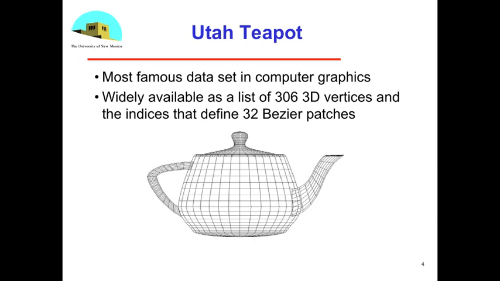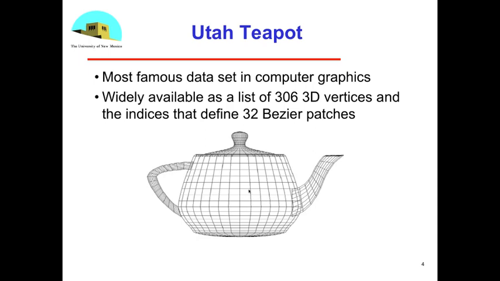And this data was actually from a real teapot, and it was divided up into 32 Bezier patches. I believe that those patches are for half of it because it has symmetry. If we look at this as being the x and the y directions, it has symmetry about the z equals 0 axis, so you can just get the other half of it by reflecting that half.